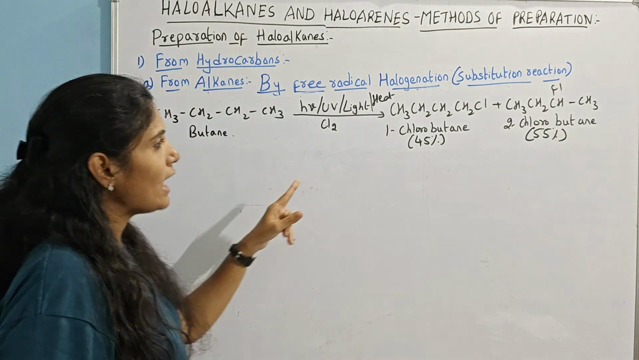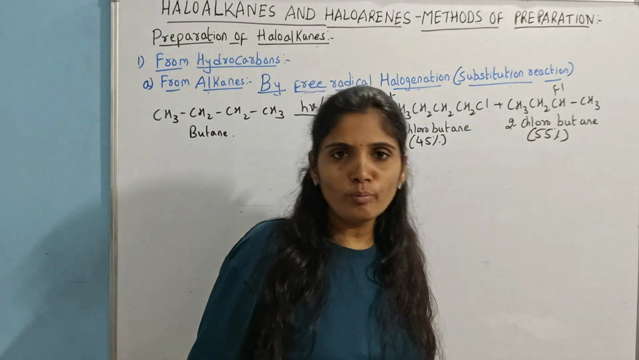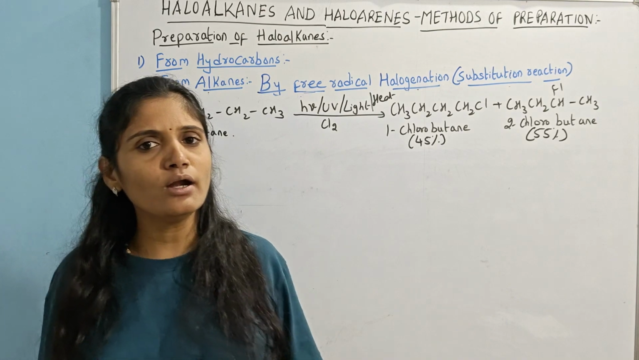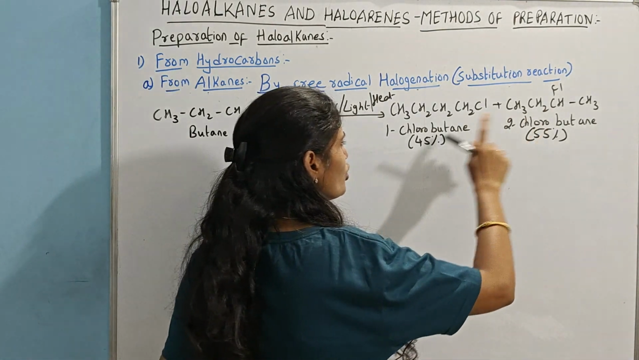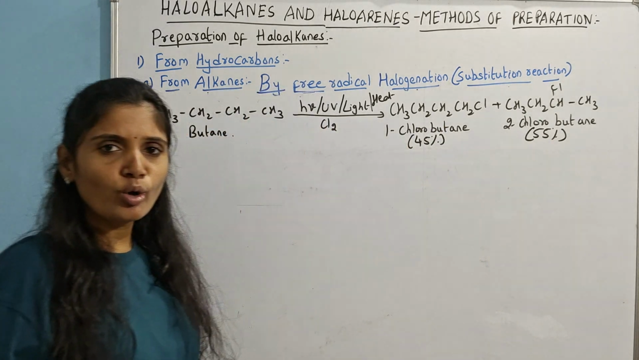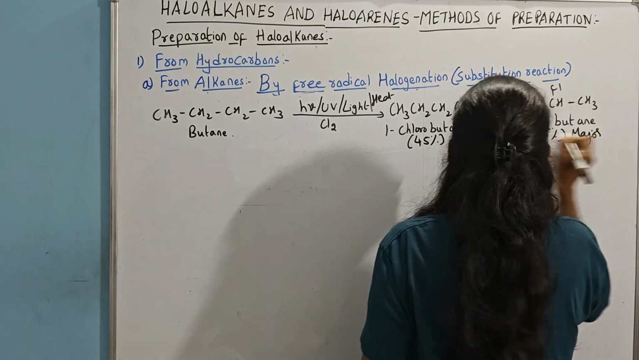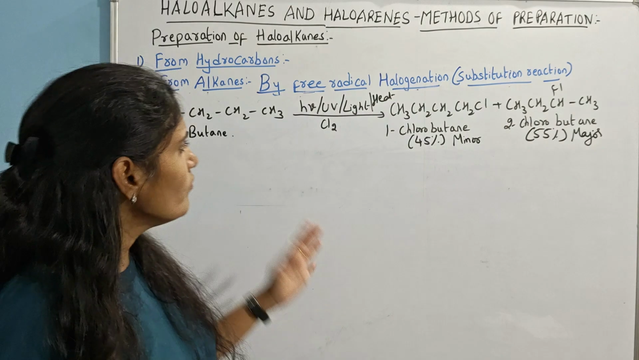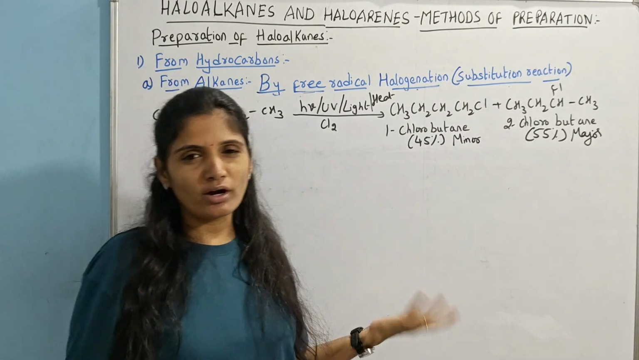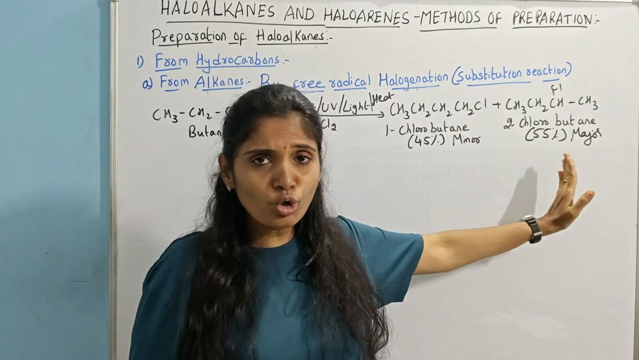Now I can get two types of products here, 1-chlorobutane and 2-chlorobutane. I have written 55% of 2-chlorobutane and 45% of 1-chlorobutane, which clearly tells that 2-chlorobutane is my major product and 1-chlorobutane will be my minor product. If we try to understand why we are getting two different products, 45% is not so less.